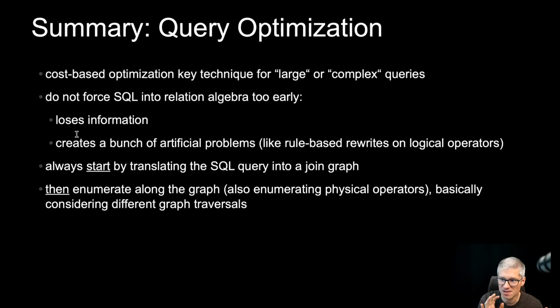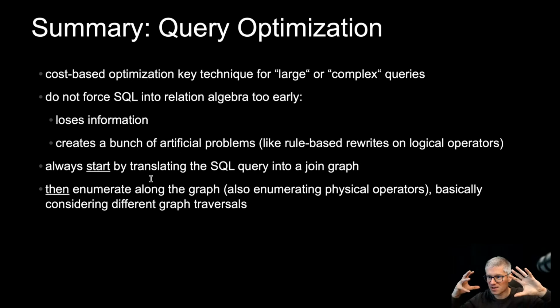In query optimization, it's not so severe because often the joins are not on the same key. But if they are on the same key, then this artificial blow up of the search space may occur. So basically, my suggestion here is you should always start by translating the SQL query into a join graph or query graph. That's a synonym. And only then enumerate along the graph.